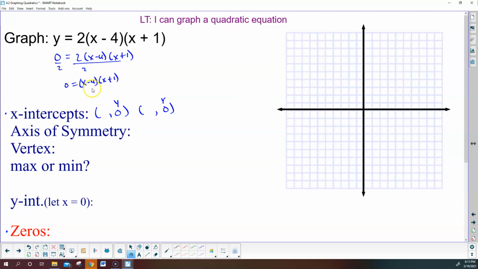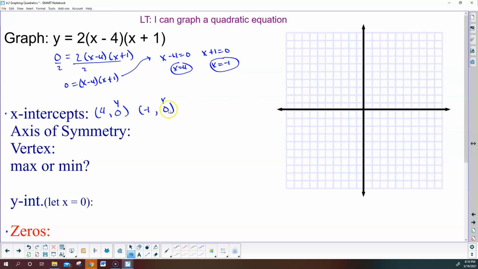It's in factored form. So now I'm going to set each one of these factors equal to its own 0. And then we'll add the 4 over to this side, and we'll subtract the 1 over to the other side. And notice x minus 4, well, the answer is the opposite of that. And then x plus 1, the answer is the opposite of that. So that's where these values come from. So I have my x-intercepts.